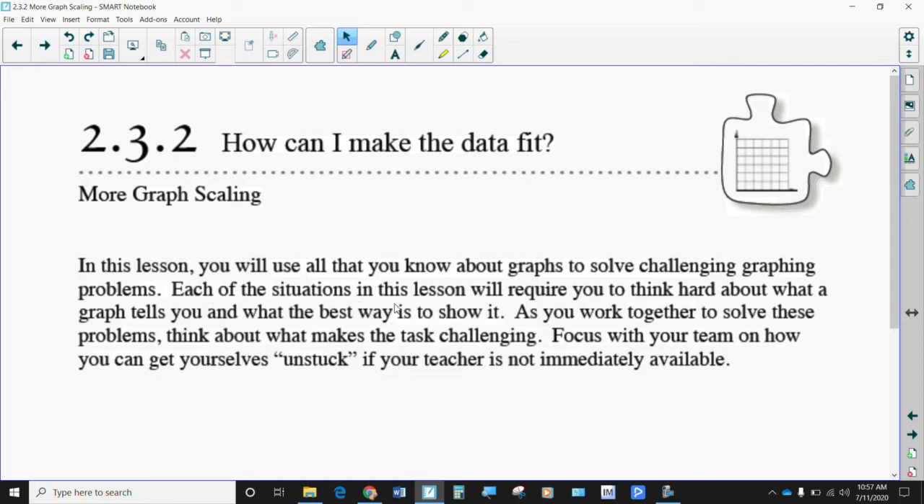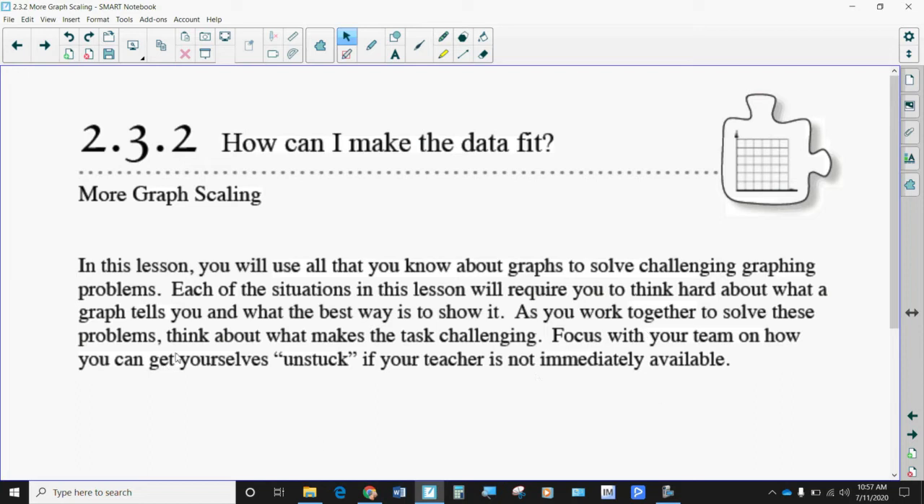Each of the situations in this lesson will require you to think hard about what a graph tells you and what the best way is to show it. As you work to solve these problems, think about what makes the task challenging. Focus on how you can get yourselves unstuck if your teacher's not immediately available.